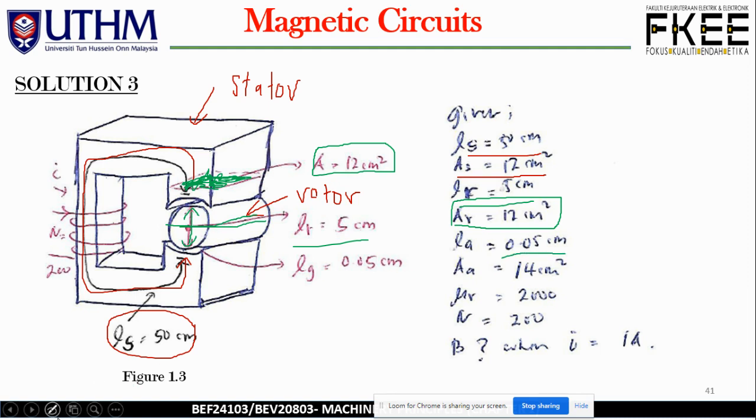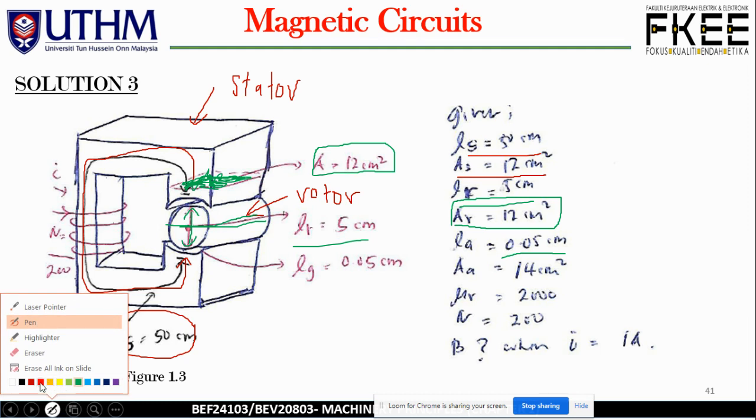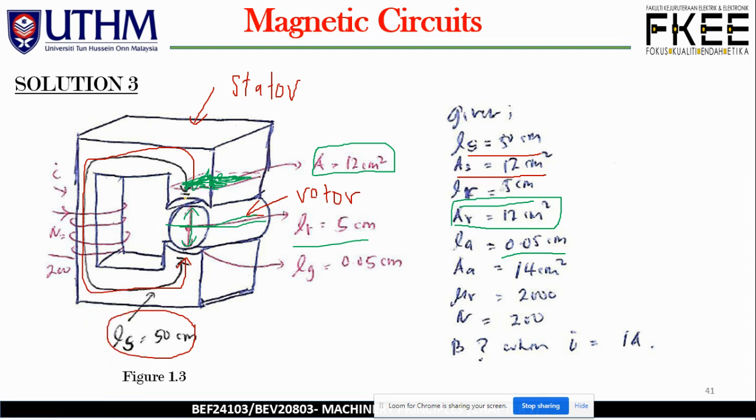I change the color again here. This is the first air gap, the upper one, and the second one between rotor and stator. So we have air gap 1, and then we have the second air gap, particularly for the top and the bottom, in between stator and rotor, and again rotor and stator.